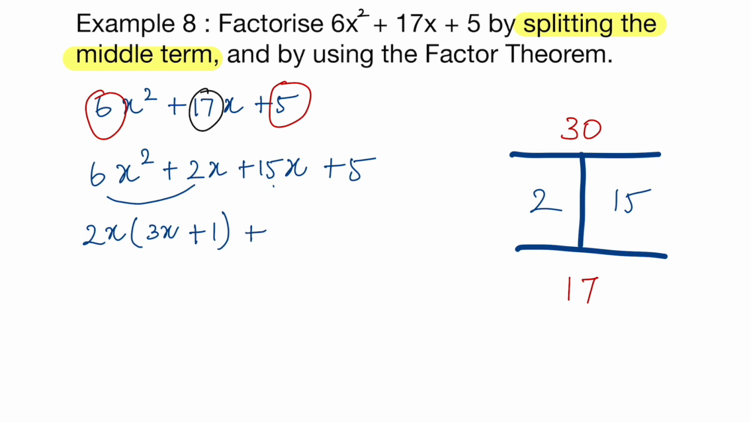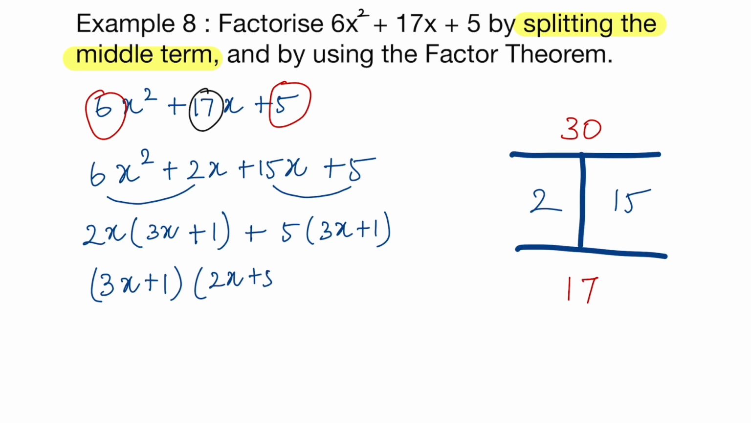Plus, in these two terms, you have 5 as the common multiplier. So you take 5 out, that gives you 3x plus 1. Now we have two terms. Earlier we had 5 terms, now we have 2 terms. And in these two terms, you can see that 3x plus 1 is commonly available. So you can take that out as a multiplier, and that leaves you with 2x plus 5. That is the factorized answer to this question: 3x plus 1 into 2x plus 5. That is the answer to this question.